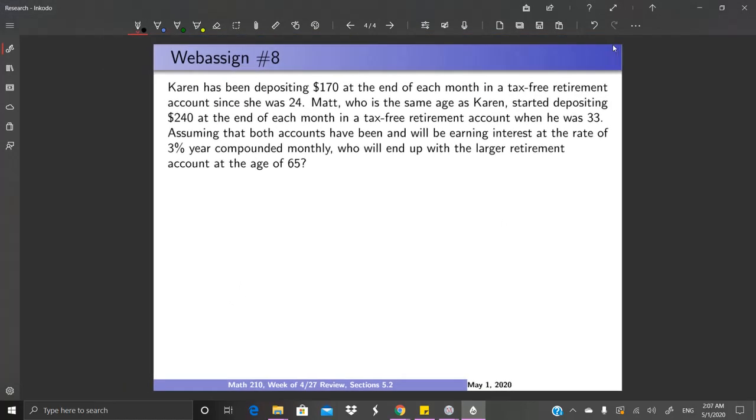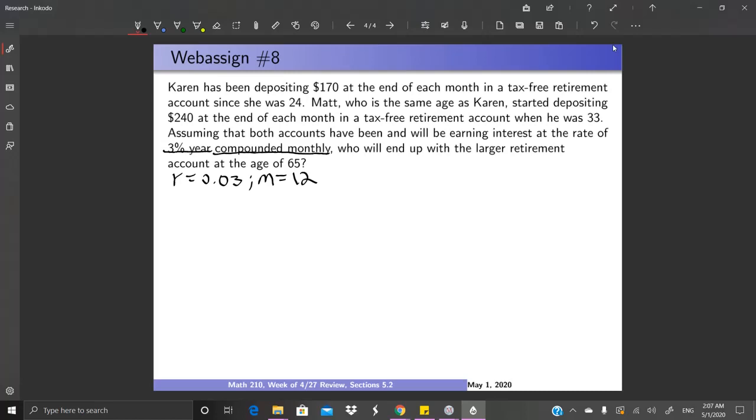All right, so this first question. We have two people, Karen and Matt. They're both making payments, or really depositing money, into an account. Same conditions for the accounts they're depositing into. We have a 3% rate, compounded monthly. So this information is the same for both of them, so I'm going to write that down. R is equal to 0.03, so that's the 3%. Compounded monthly implies that there are 12 periods, so M equals 12.